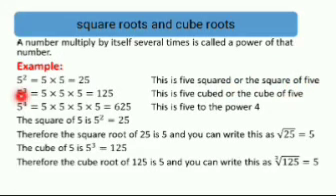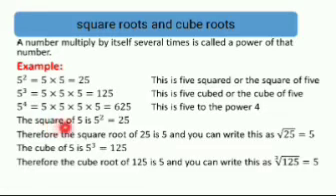5 raised to the power of 3 is equal to 5 multiplied by 5 multiplied by 5, which is equal to 125. So this is 5 cubed, or the cube of 5. 5 raised to the power of 4 is equal to 5 multiplied by 5 multiplied by 5 multiplied by 5, which is equal to 625. So this is 5 to the power 4.